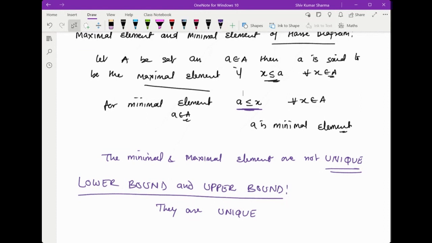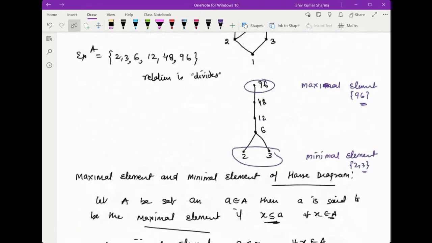For the previous example, we do not write again and again. So the upper bound of this is 96, and for the lower bound, it is none, meaning there is no unique element in the lower bound. So the lower bound is none and the upper bound is 96. Clear? Both definitions: the maximal element and minimal element, and what the lower bound and upper bound will be. Okay?